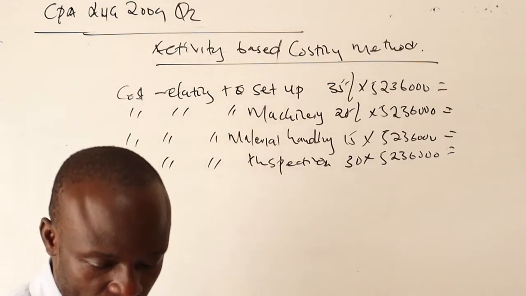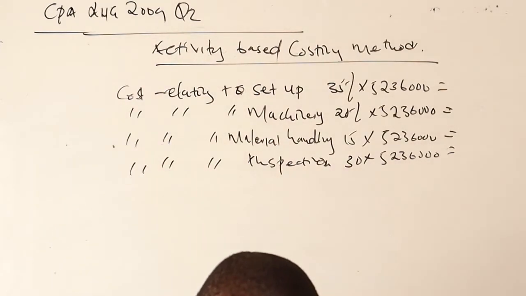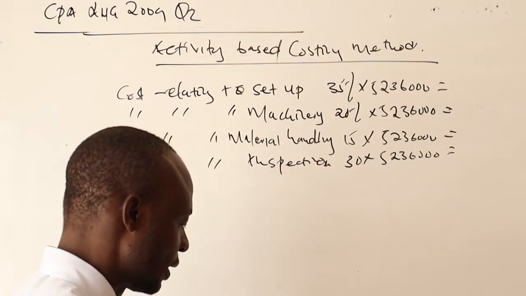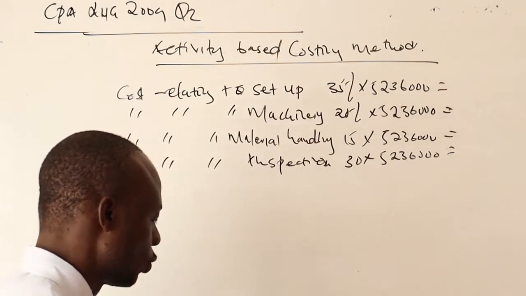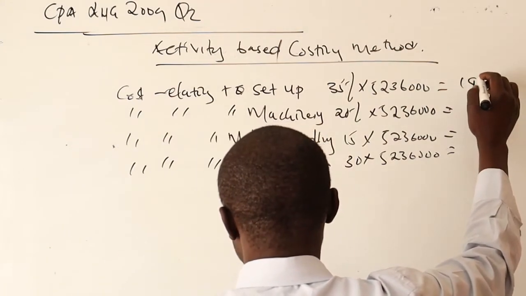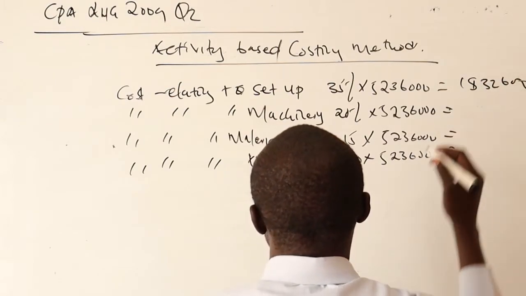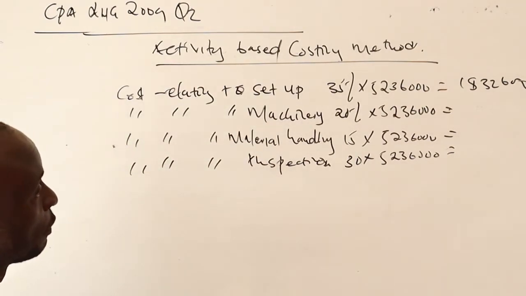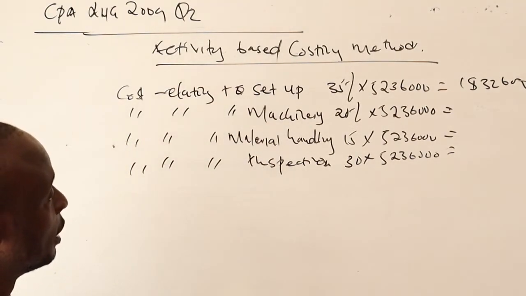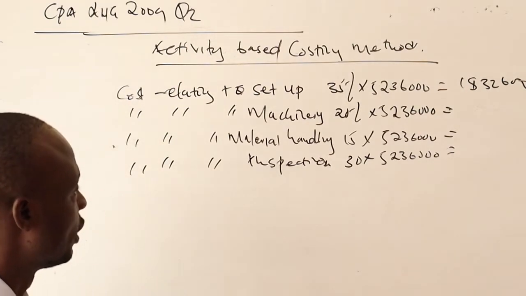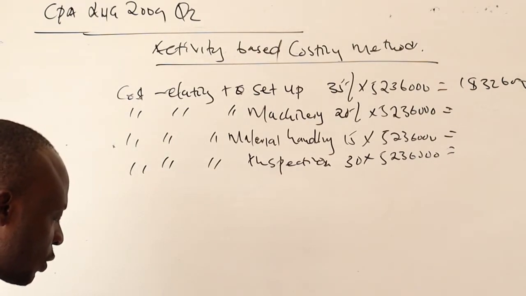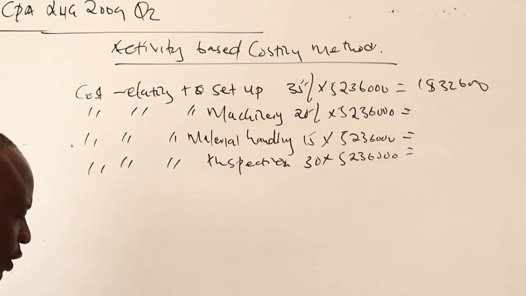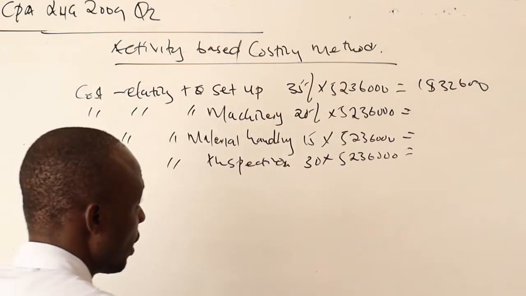So you're going to get that one. We're going to get 35% of 5,236,000, that is 1,832,600. So in other words, you must make sure that you have overhead allocated to each activity. You must have overhead allocation to each activity for you to be able to successfully do a question on activity-based costing. So this one will be 1,047,200.